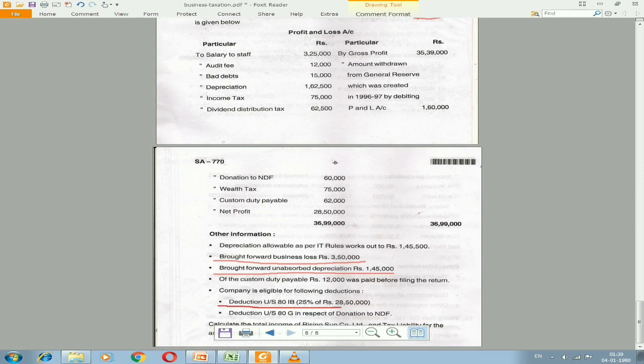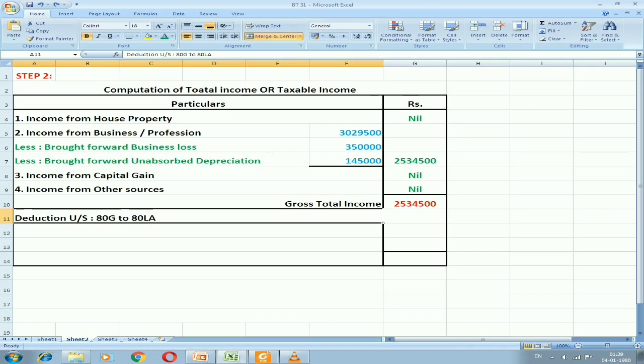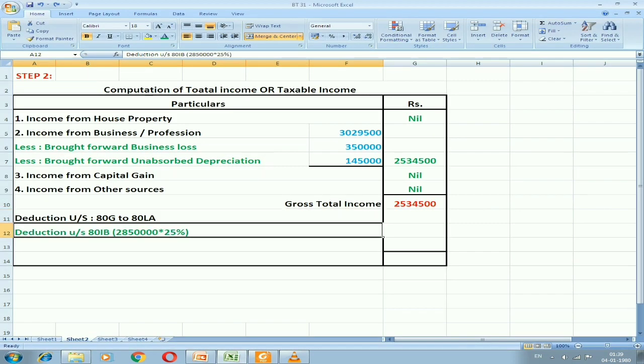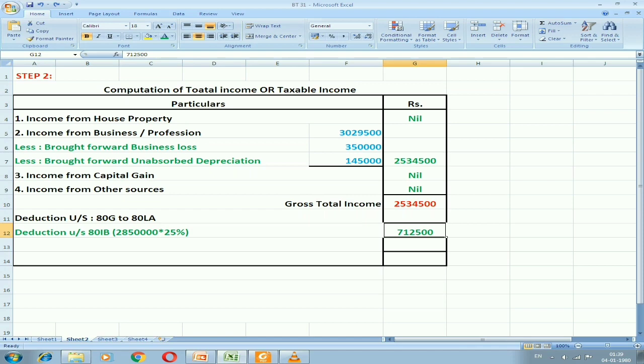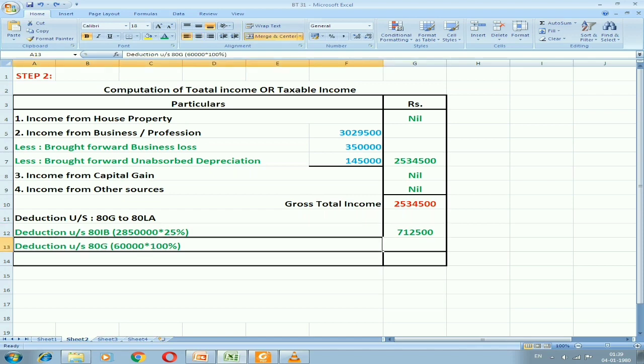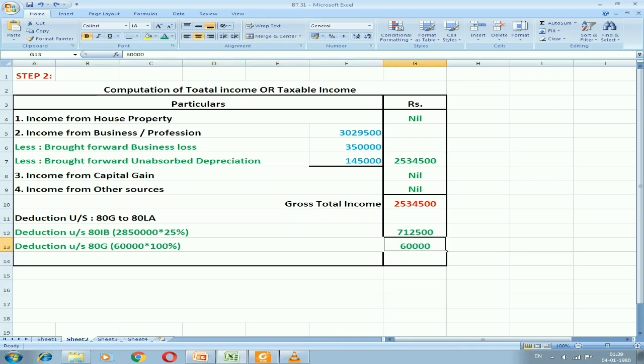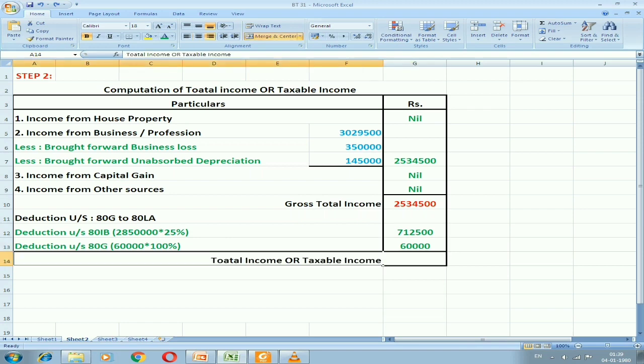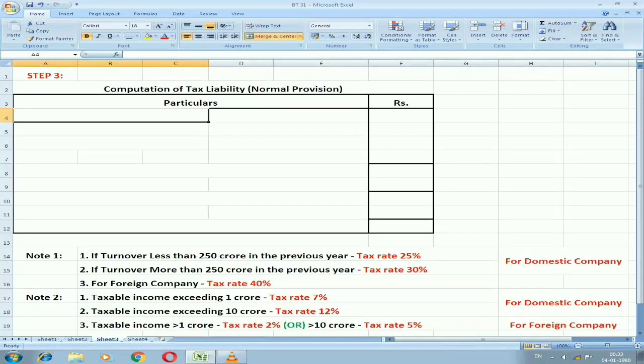already in the illustration. Let us take the first deduction under section 80IB 25%, which is on 28,50,000. Deduction under section 80IB 28,50,000 into 25%, you will get an amount of rupees 7,12,500. Next, we have a deduction under section 80G, that is donation to NDF, 60,000 into 100%, amount is 60,000. After deducting that deduction, I'll get 17,62,000 as total income or taxable income.